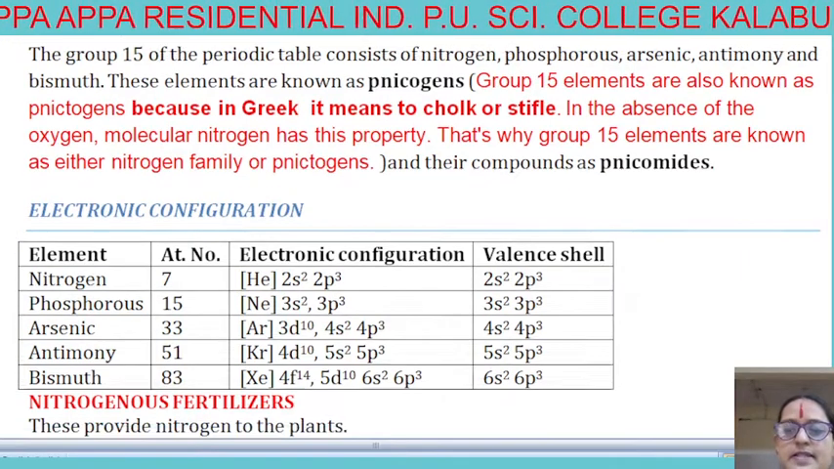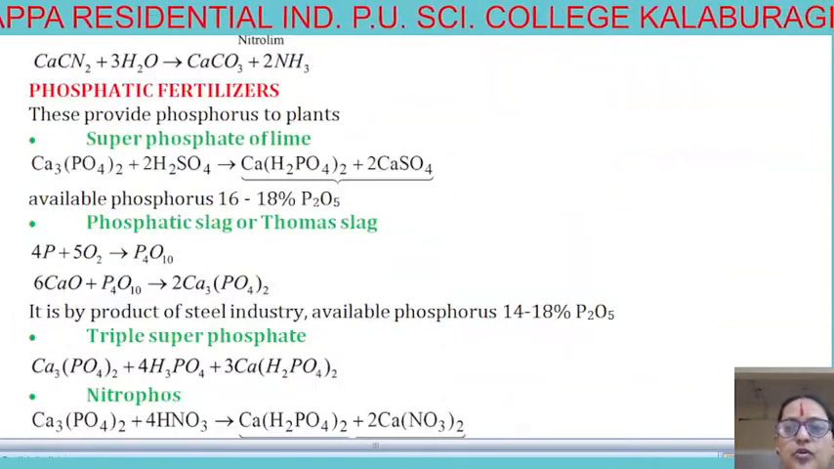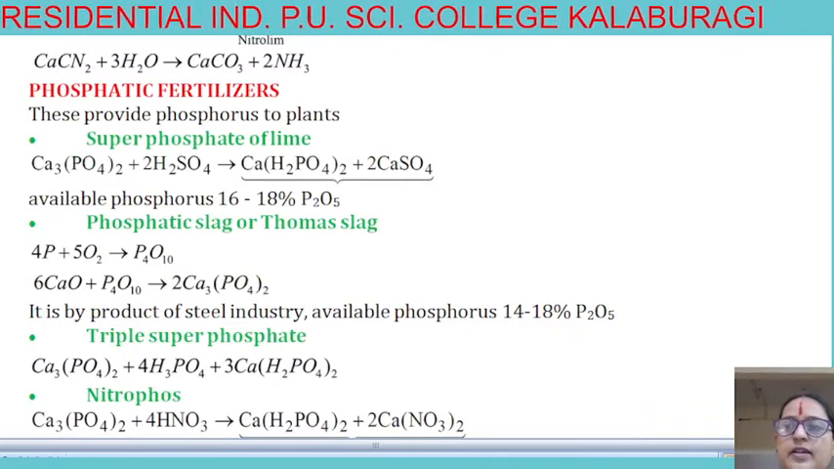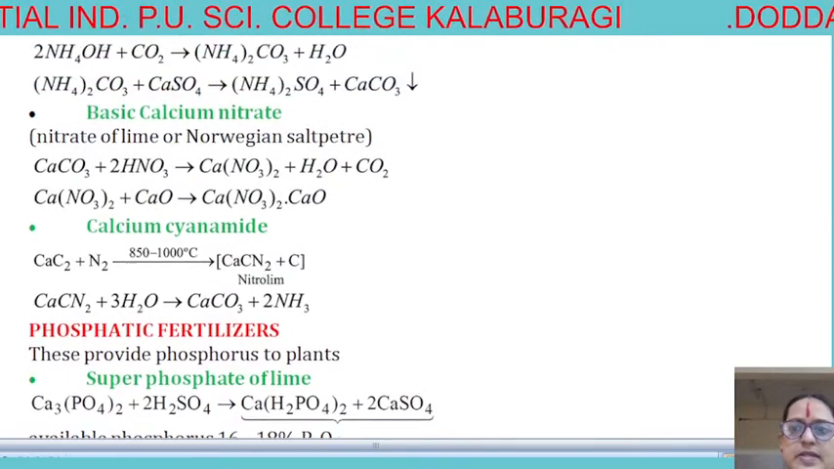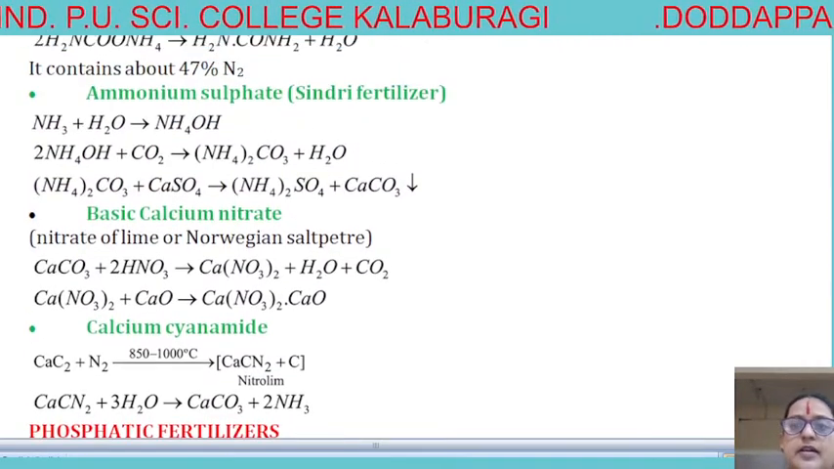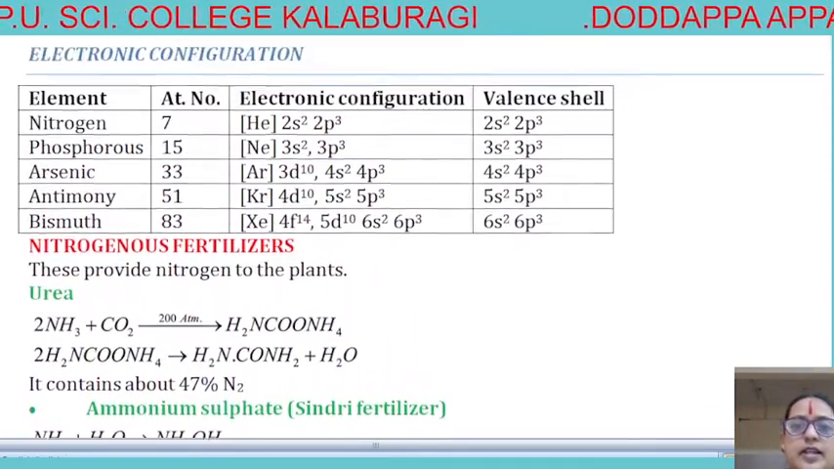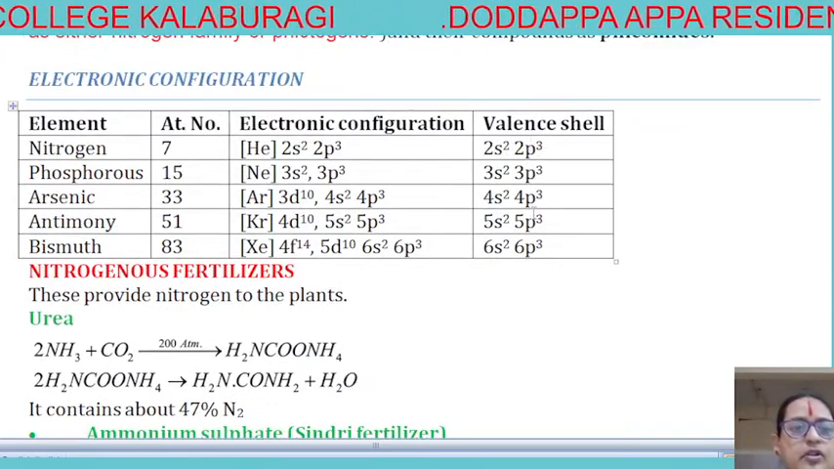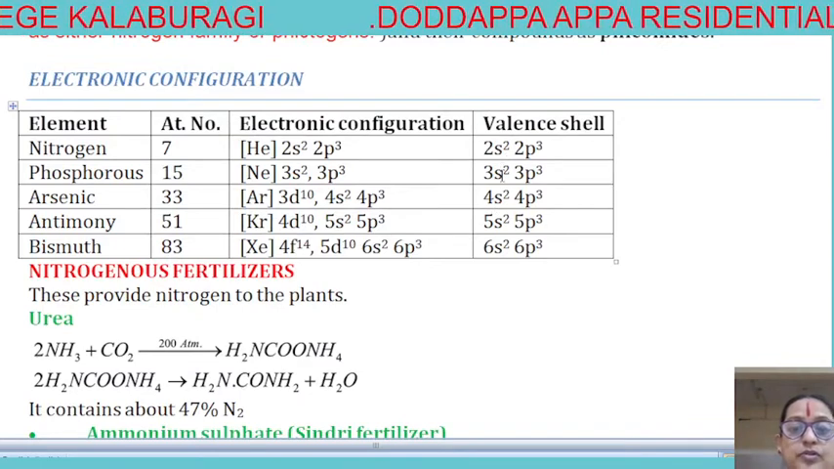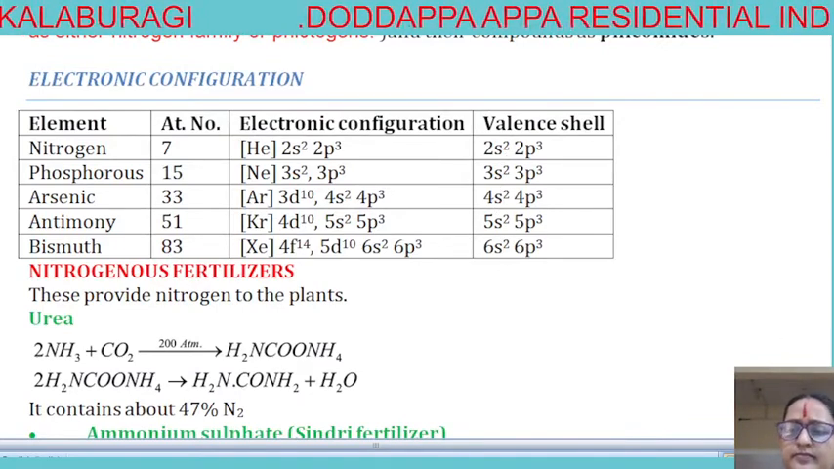If we look at the electronic configuration of these elements, they all have 5 electrons in the last orbit. To become stable, these elements require 3 electrons. They have ns2 np3 electronic configuration. All these require 3 electrons to become stable.